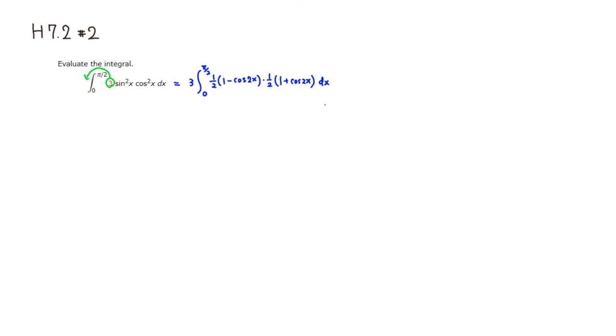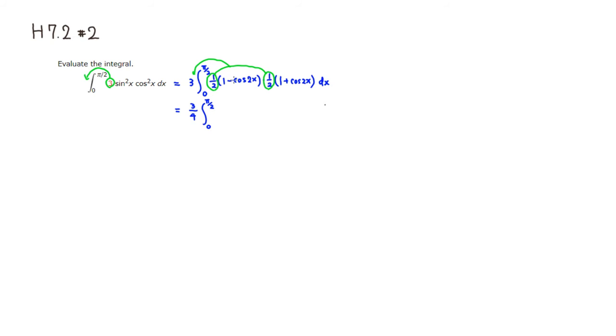So we have a constant here: 1/2 here, 1/2 there, combined 1/4, and we can place it outside. So I'm going to do that. It's going to be 3 over 4 outside. Then we have an integral from 0 to pi over 2 still.